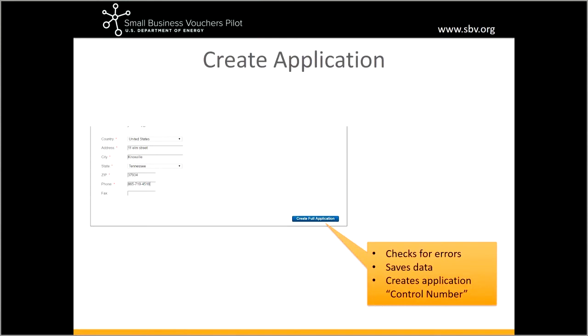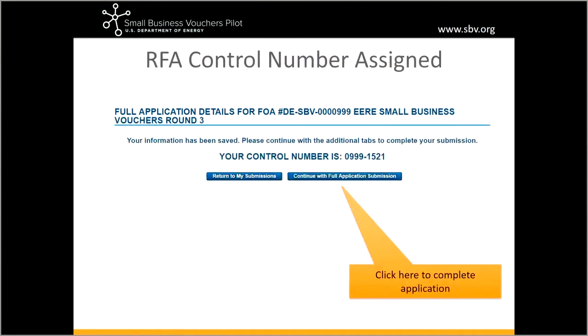So at the bottom of that, you'll see this little button, Create Full Application, and you click on that, and you will get this next page, which tells you what your control number is. And this is worth jotting down, although you also receive an email that thanks you for creating your application. And then you will add additional information by clicking this button on the right that says Continue with Full Application Submission.